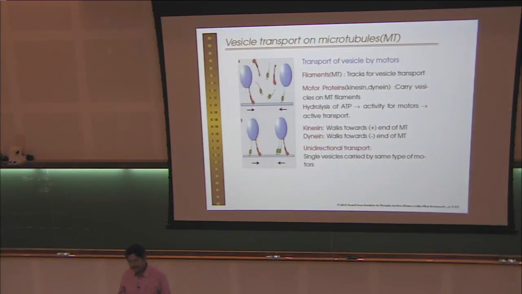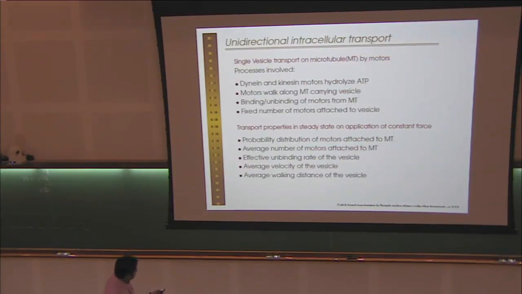By that I mean a vesicle which is being carried by one kind of motor. Just to summarize, what are we looking at? We are focusing on the transport of a single vesicle, which is carried by many motors of the same type, either kinesin or dynein, which are hydrolyzing ATP and converting it into mechanical motion along these filament tracks. And you have the stochastic processes of binding and unbinding of these motors to the microtubule track. The motors at one end are attached to the vesicle cargo, so the total number of motors remains fixed.